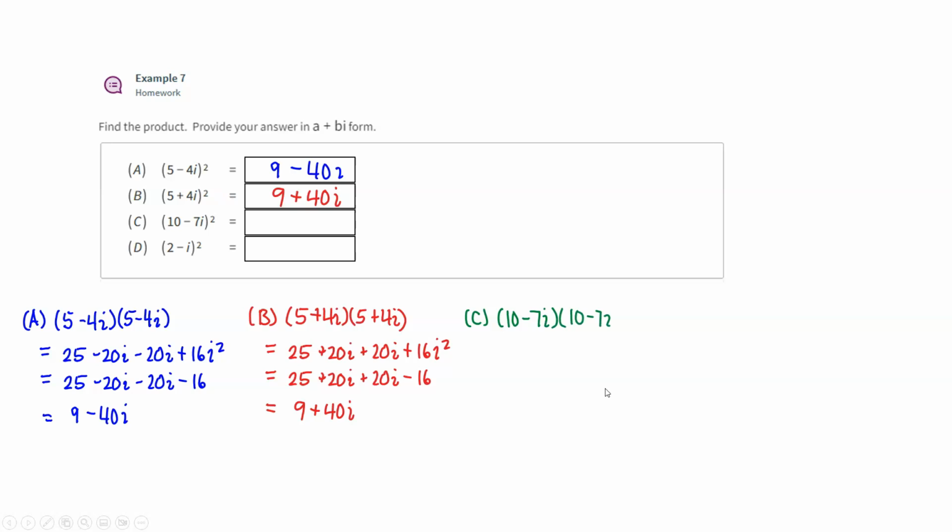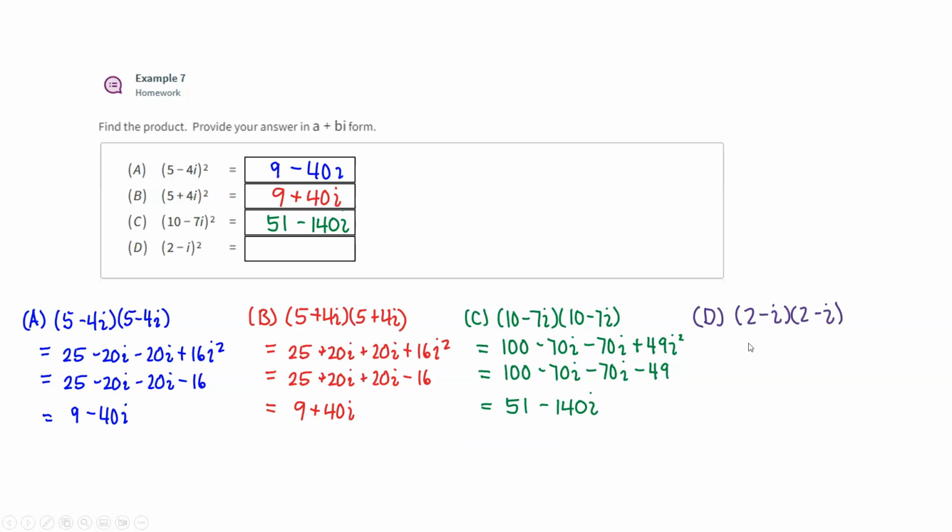10 minus 7i squared, you're going to write that and FOIL that. This plus 49i squared is going to become a minus 49. 100 minus 49 is 51. Negative 70i minus 70i is a minus 140i. So 51 minus 140i is the solution.